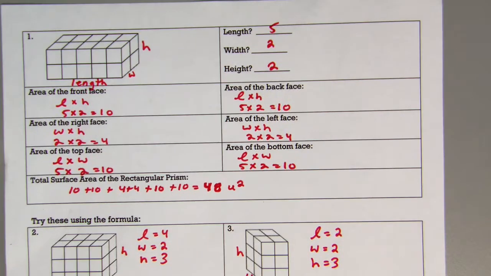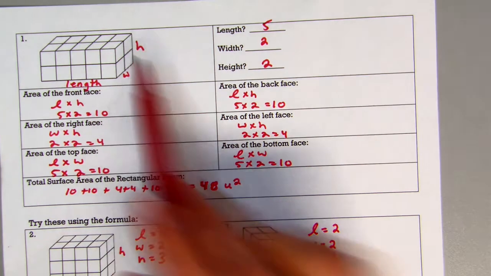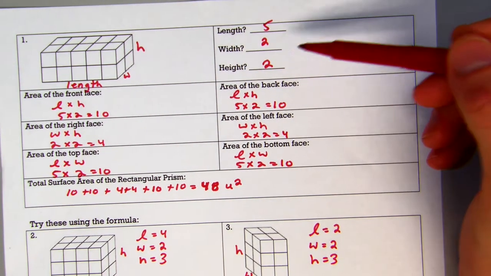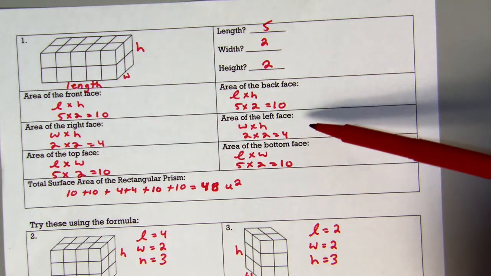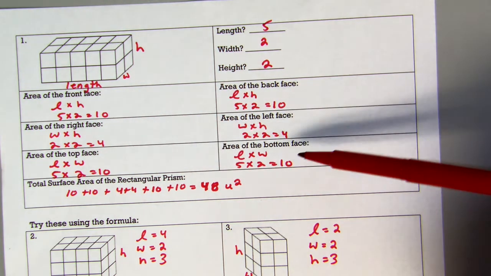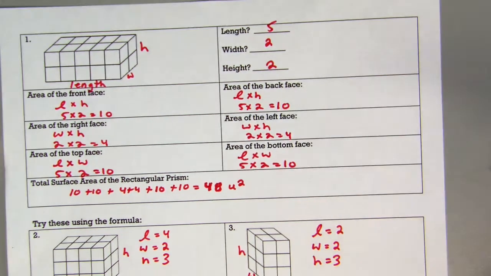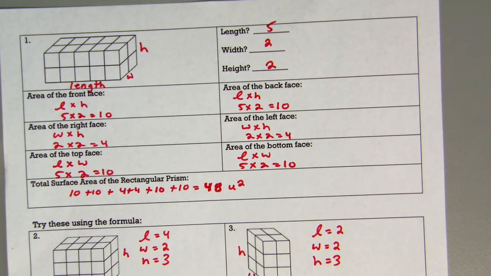Alright, now that you've paused it and tried it, you should have gotten a length, width, and height there of 5, 2, 2. Should have gotten your front and back faces should be 10, your right and left faces should be 4, and your top and your bottom faces should also be 10. When you add all those up, you get an answer of 48 units squared.